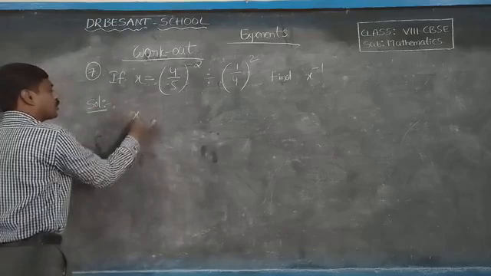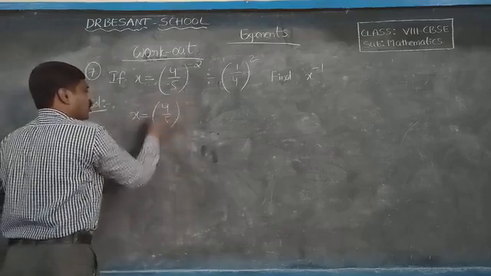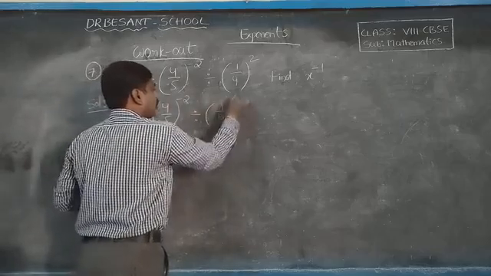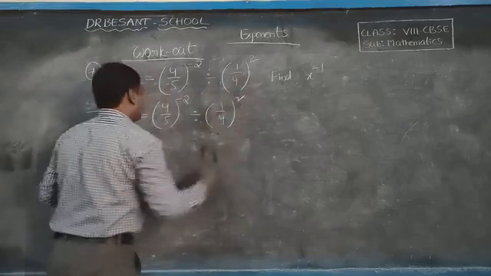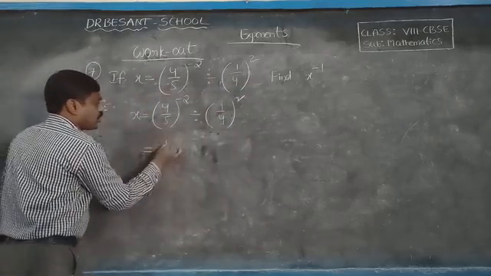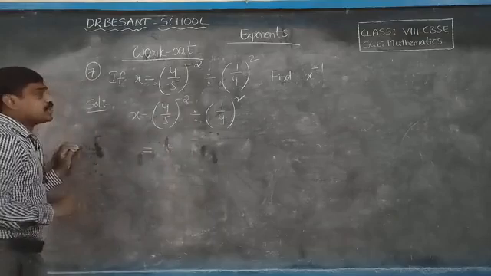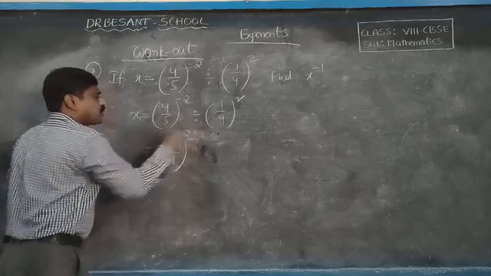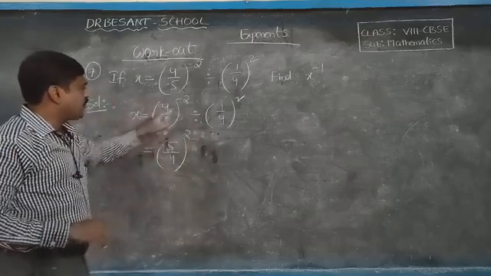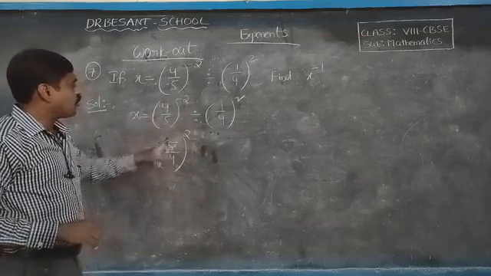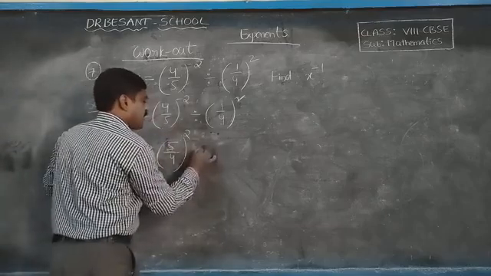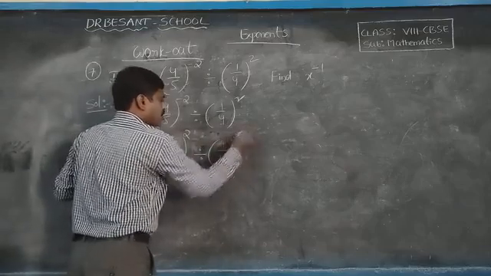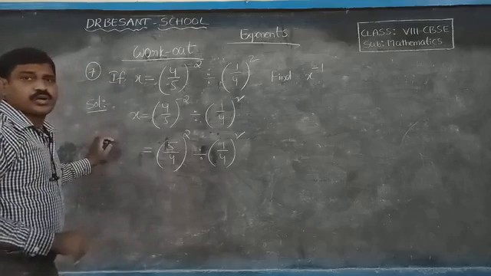X is equal to (4/5) whole power minus 2 divided by (1/4) whole square. Okay. This can be written as (4/5) whole power minus 2, we can write (5/4) whole power plus 2, divided by (1/4) whole square.